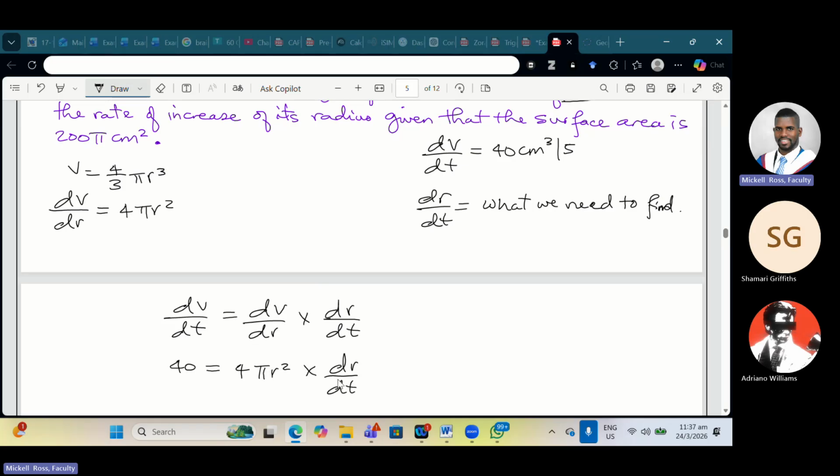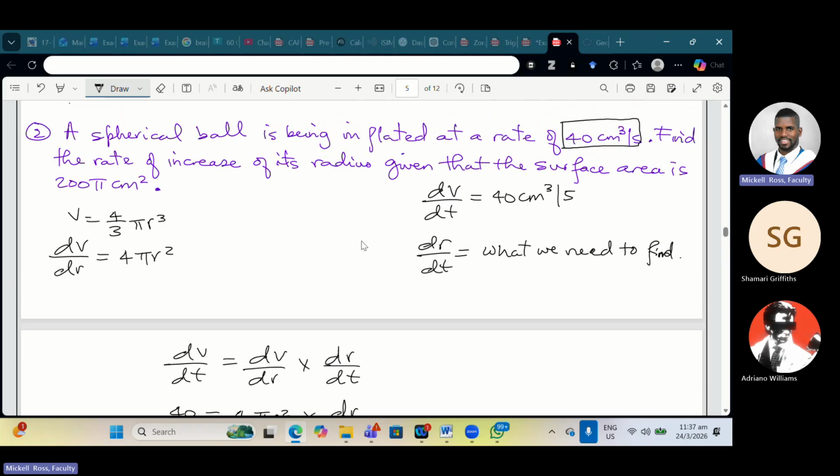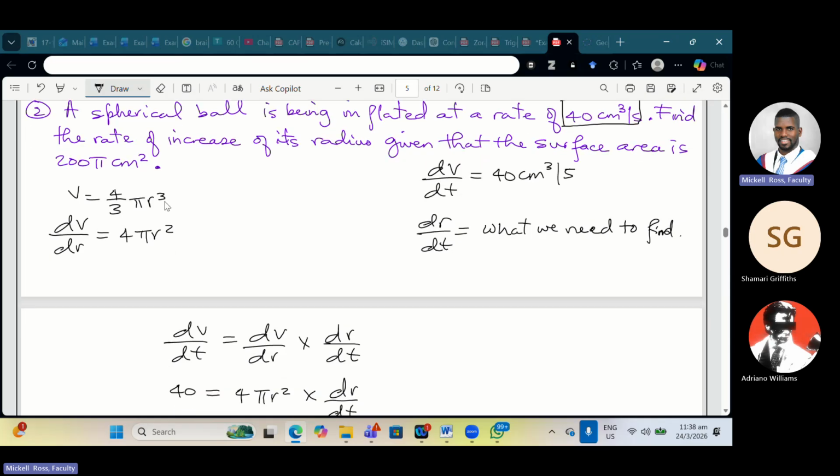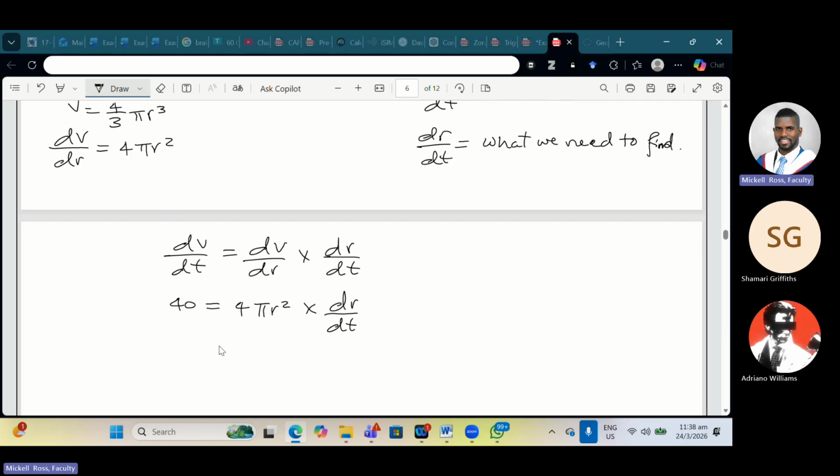But we are mindful that they gave us some specific information. Notice the specific information is given here. It says we need to find the rate of increase of its radius given that the surface area is 200 pi centimeters squared. All right. So the surface area is 200 pi centimeters squared. So this information here will be replaced with 200 pi because they gave us a specific value.